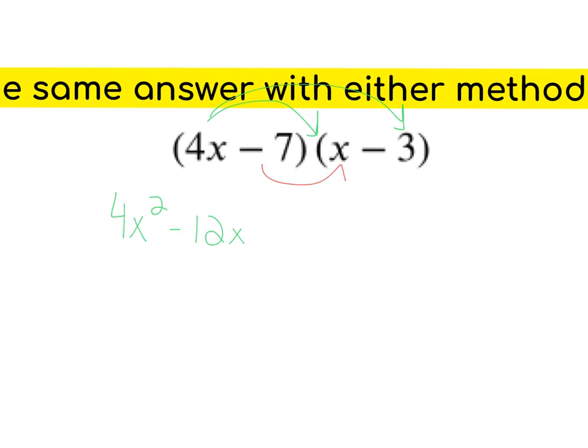Now I'm going to distribute the negative 7. Don't lose your signs. Negative 7 times x is negative 7x. Negative 7 times negative 3 is positive 21.